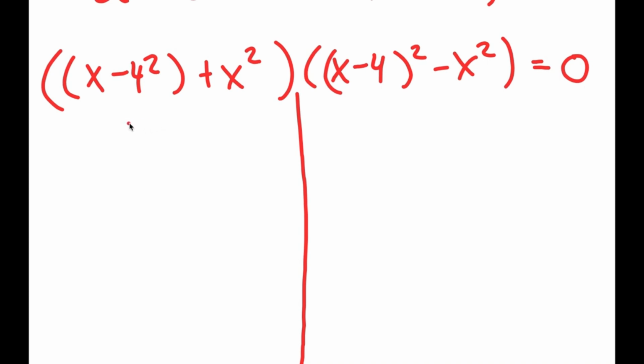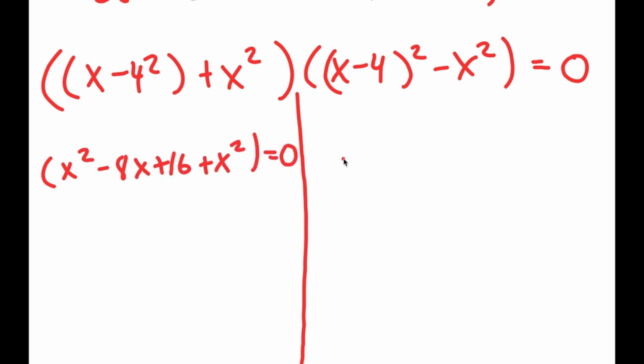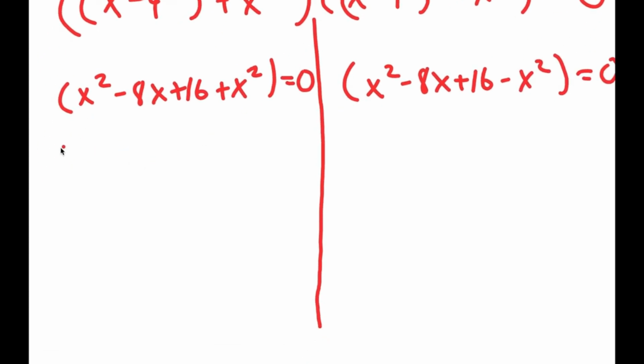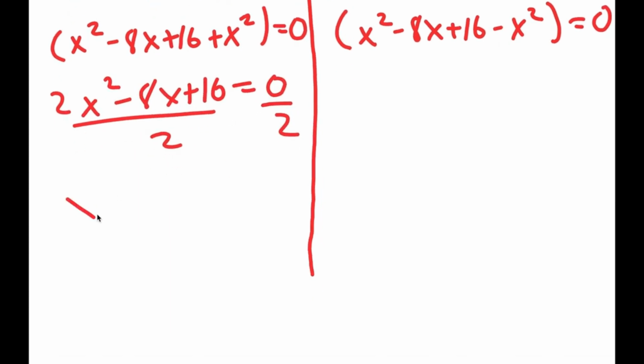So (x - 4)^2 is equal to x^2 minus 8x plus 16. So I have this plus x^2 is equal to 0. This is one equation. And I have x^2 minus 8x plus 16 minus x^2 is equal to 0. So for my left-hand side, I get 2x^2 minus 8x plus 16 is equal to 0. And if I divide both sides by 2, I get x^2 minus 4x plus 8 is equal to 0.